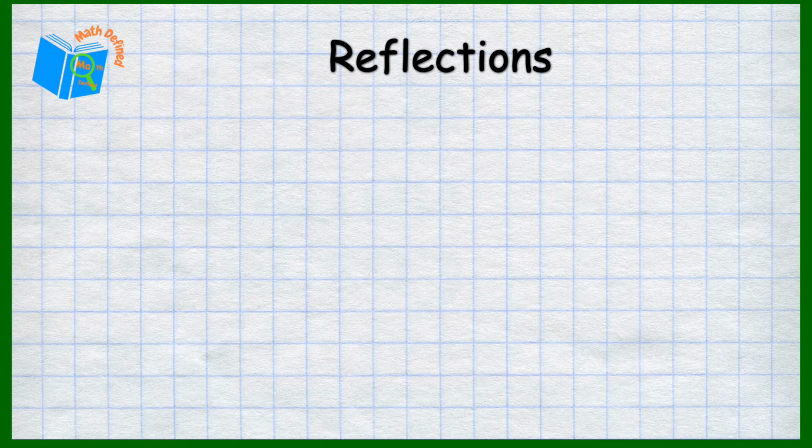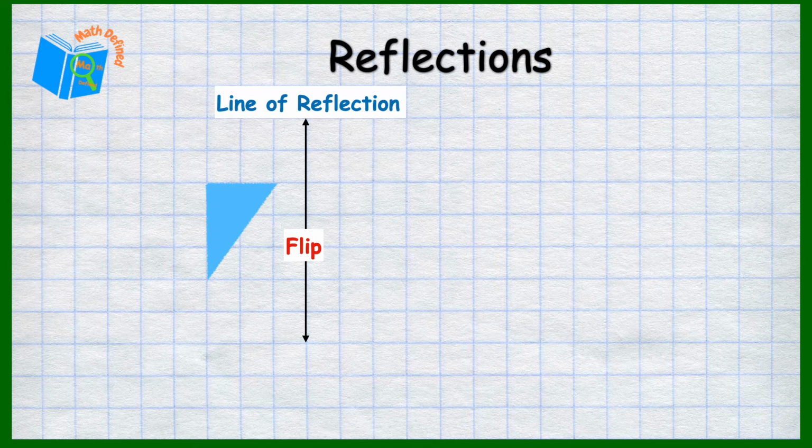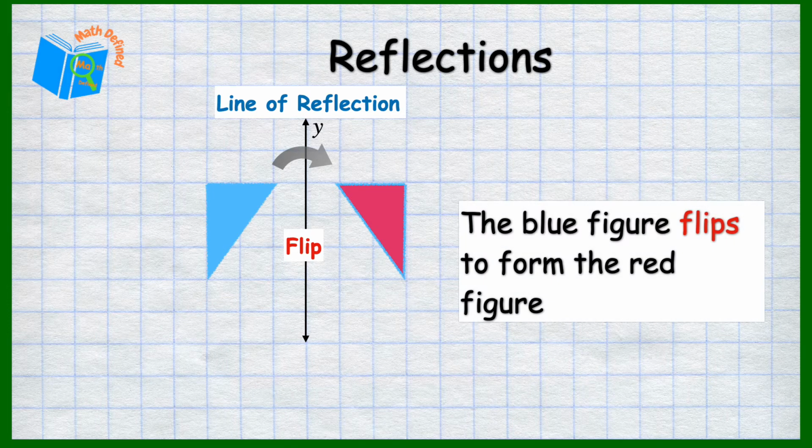Now let's flip things around with reflections. A reflection is a flip of a shape over a line. It's like looking at a shape in a mirror. To reflect a shape, you need to know the line of reflection. For example, if you reflect a triangle over the y-axis, the new triangle will be a mirror image of the original triangle, but it will be flipped to the opposite side of the y-axis. Here, the blue triangle flips to form the red triangle, which is its reflection.